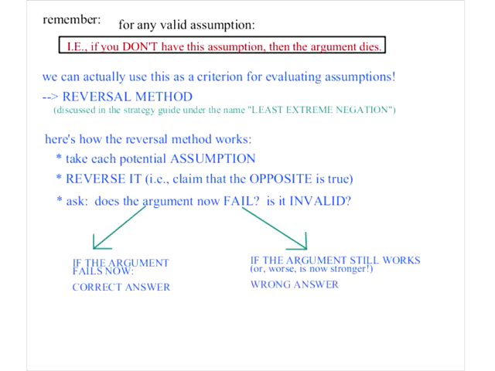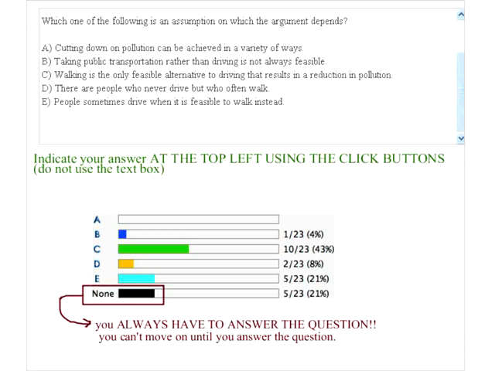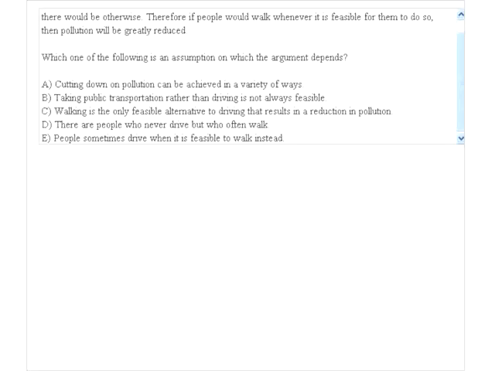So let's apply this method. Let's copy and paste the method. Here's the method. Now let's go ahead and look at that problem again that we were just looking at. So here's the problem. And then let's use the reversal method on choices C versus E. And let's start with E.